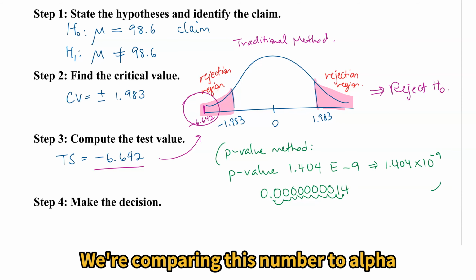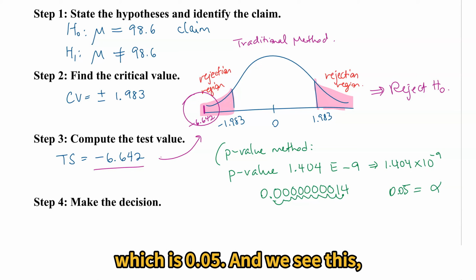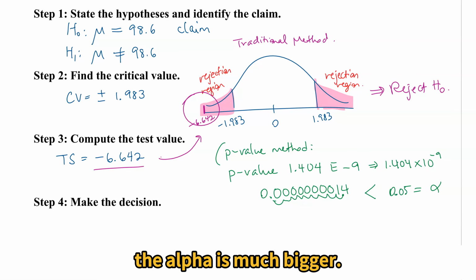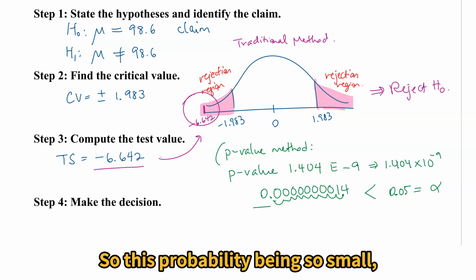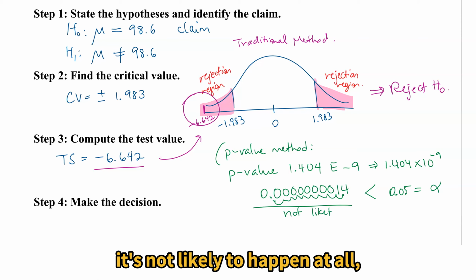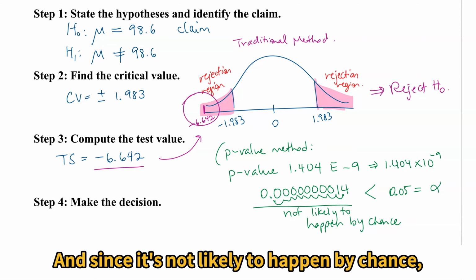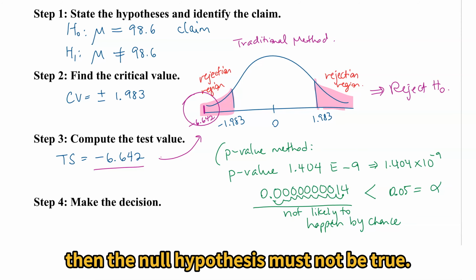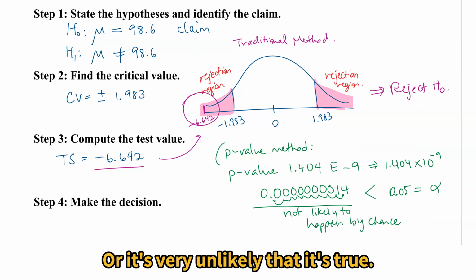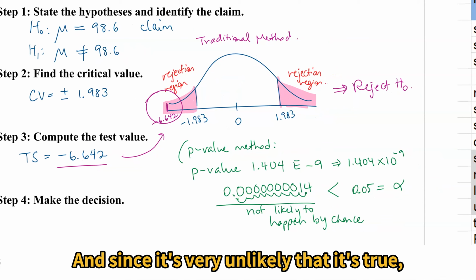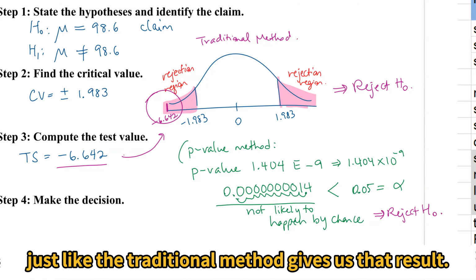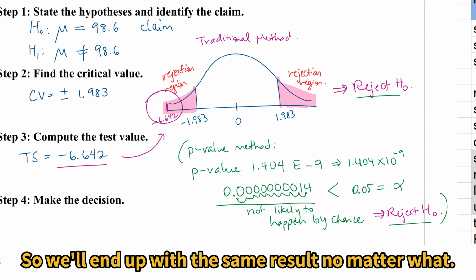We're comparing this number to alpha, which is 0.05, and we see this. The alpha is much bigger. So this probability being so small, it's not likely to happen at all. Not likely to happen by chance. And since it's not likely to happen by chance, then the null hypothesis must not be true, or it's very unlikely that it's true. And since it's very unlikely that it's true, we would end up rejecting the null, just like the traditional method gives us that result. So we'll end up with the same result no matter what.